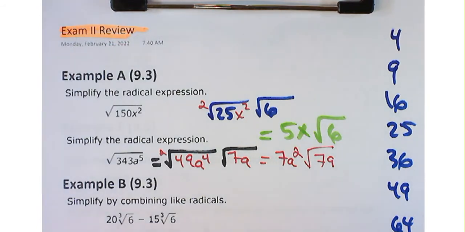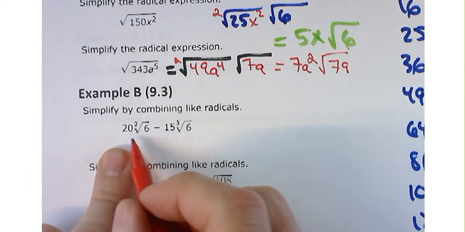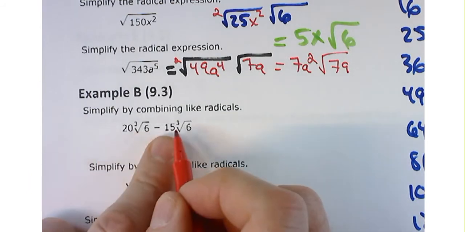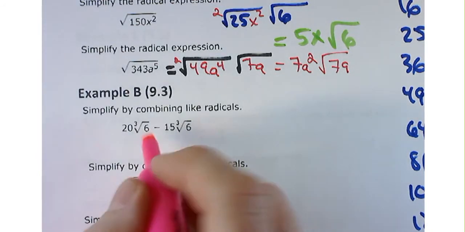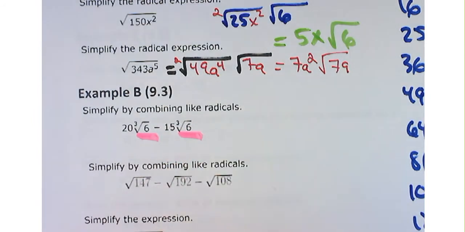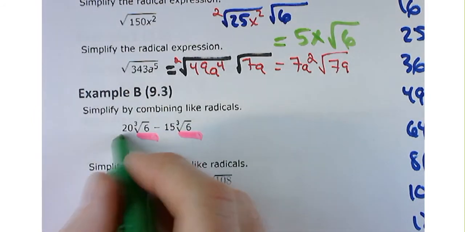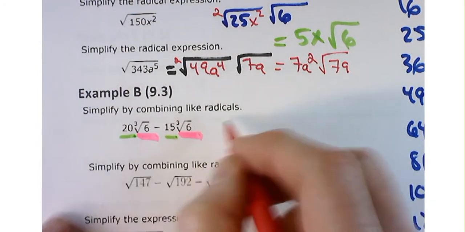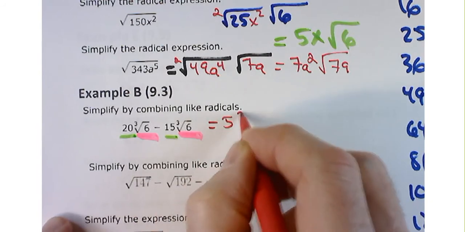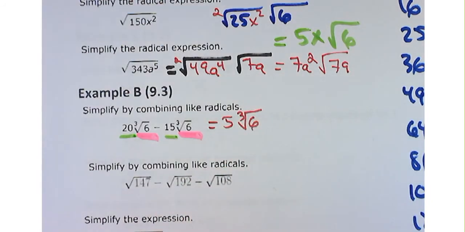So the next one is really nice. You should be lucky if I give you one like this on the exam. 20 times the cube root of 6 minus 15 times the cube root of 6. Notice that you've got the same term both times. It's cube root of 6 and cube root of 6. And if that's the case, then really all you have to do is subtract the coefficients. So what you get is 20 minus 15, which is 5 times the cube root of 6. And you're done. That was easy. Sweet.